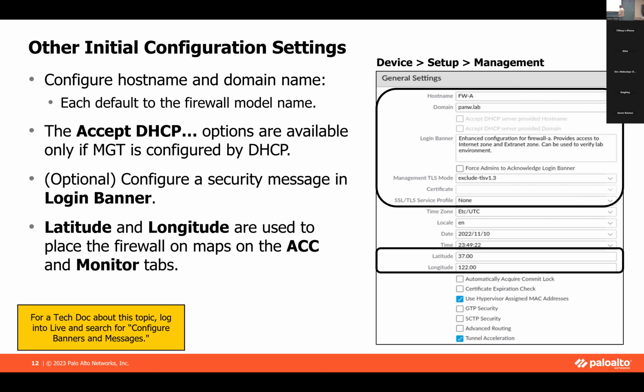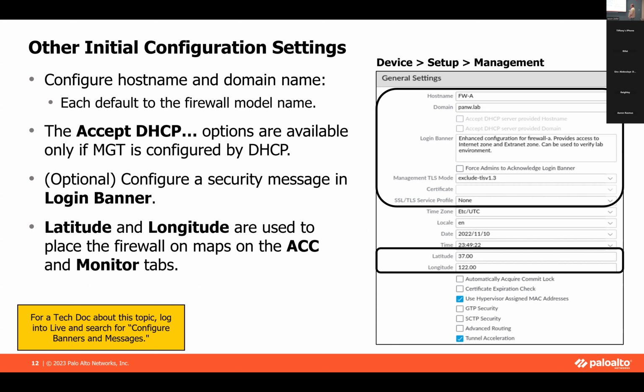So for other initial configuration, we'll typically go in and set a host name and a domain. By default, that's just set to the firewall model name, so yours will be set to VM50 or whatever else by default. You can also accept the DHCP side, which has a bunch of options, and that's only if configured by the management side. The big thing for us is whether or not you want to set a login banner. You might have remembered this from the Cisco classes you took, where you could set a login banner. We can do something similar on our side.